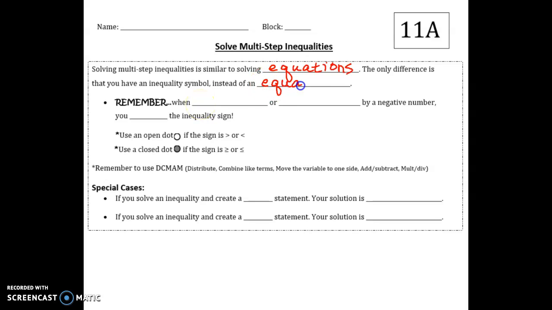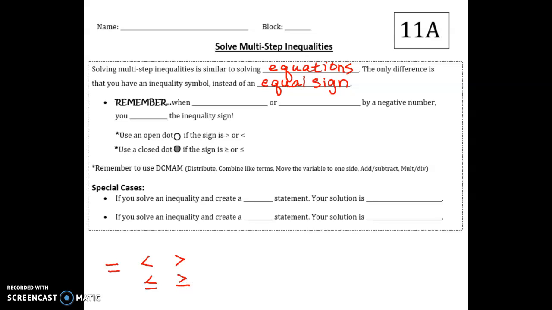In the last unit, we solved equations, so we had equal signs. But now in inequalities, we're going to have the less than sign or less than or equal to, and the greater than sign and greater than or equal to. So we're going to be actually solving inequalities.